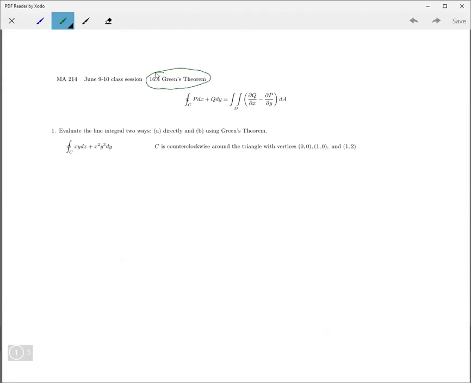So this is Green's theorem here. The idea is if you have a closed curve, which means that it comes back and touches itself, and it also has to be what we call positive orientation.